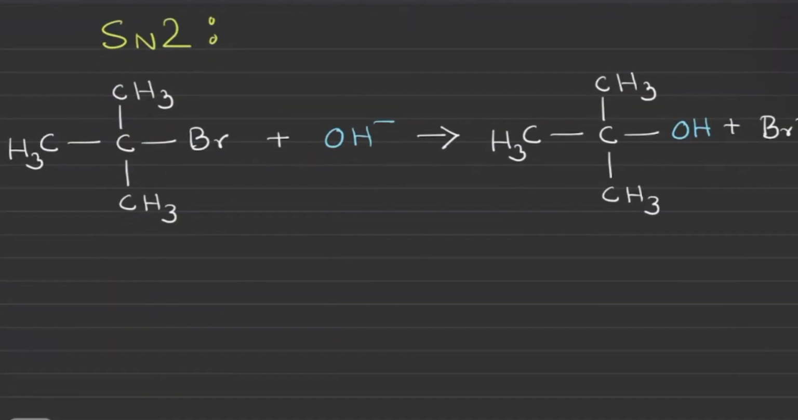Now, Sn1 mechanism occurs if we heat a tertiary halogenoalkane with hydroxide ions. For example, this compound 2-bromo-2-methylpropane, if I heat 2-bromo-2-methylpropane with sodium or potassium hydroxide under reflux, then it produces 2-methylpropan-2-ol. And here, as you can see, the hydroxide ion has replaced the bromide. The bromide has been kicked out, the bromide has been substituted, and it has been substituted by the hydroxide ion.